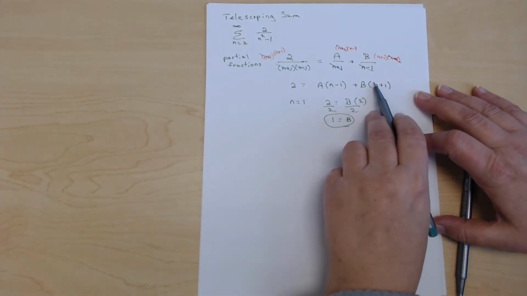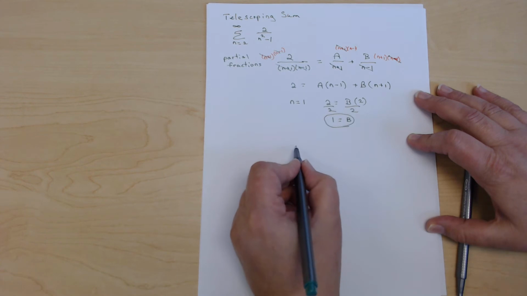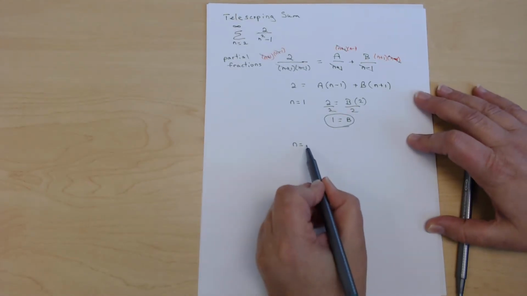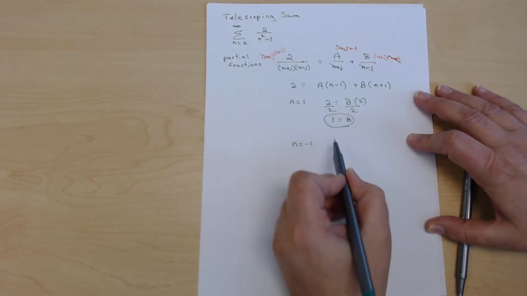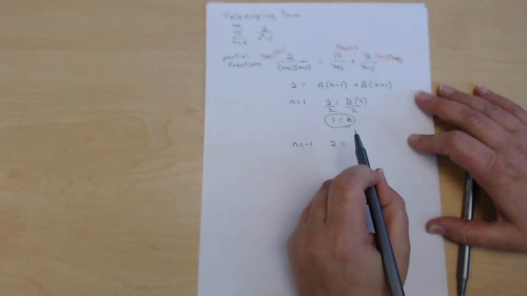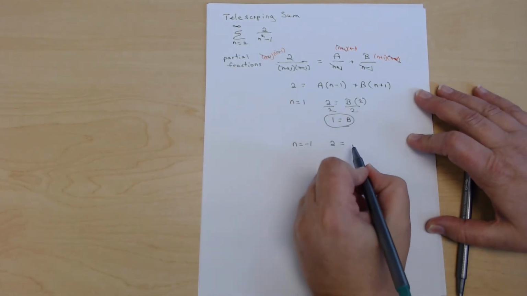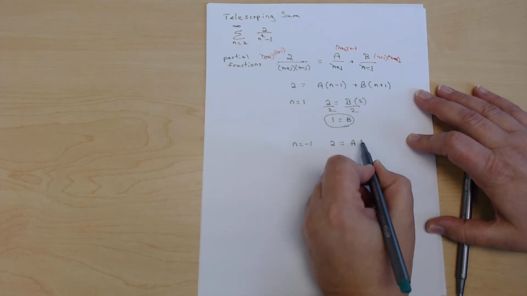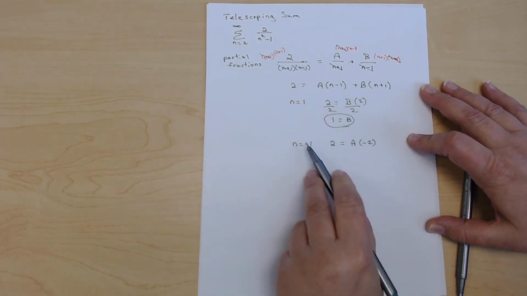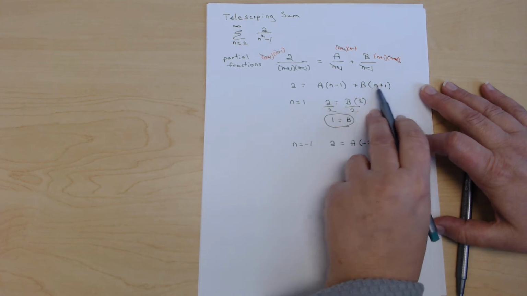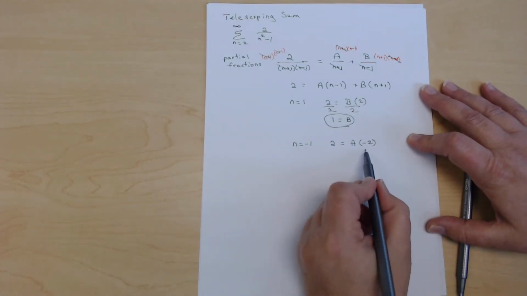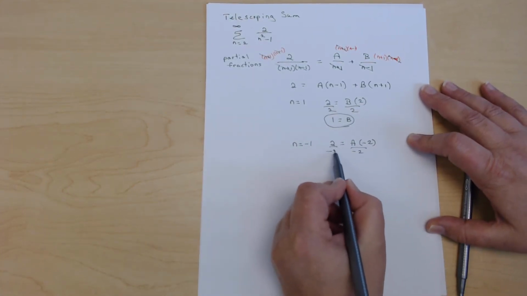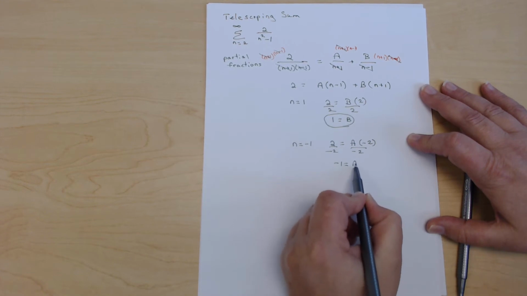We do it all over again. What's going to make this 0? Negative 1. So we get 2 equals a, we need the a, because when we plug in a negative 1, we get negative 2. Here, when we plug in a negative 1, it goes to 0, so we don't need that. Divide by negative 2, and negative 1 equals a.